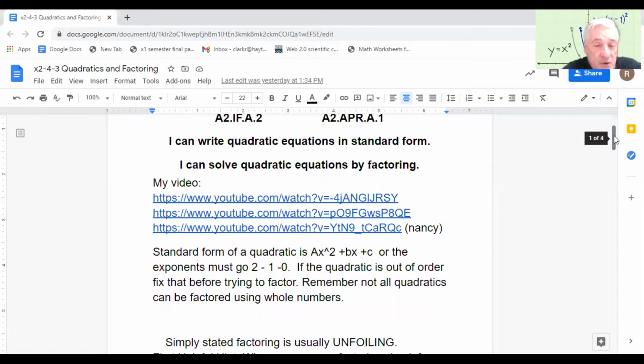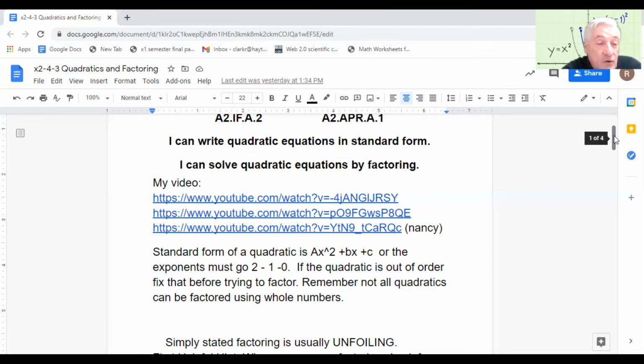Let's start with the standard form. AX squared plus BX plus C is the standard form. The exponents go down 2, 1, 0. And what's anything to the 0 power? Yeah, it's 1. So our exponents are x squared, x to the 1, x to the 0. If the quadratic's out of order, you cannot factor it until you fix that.